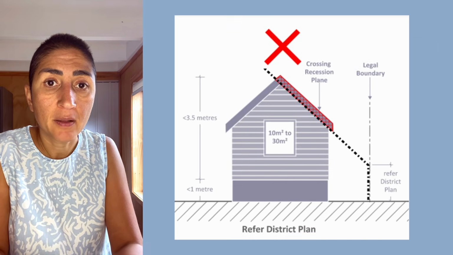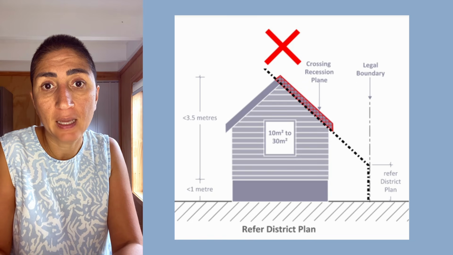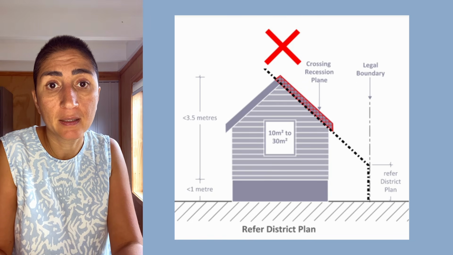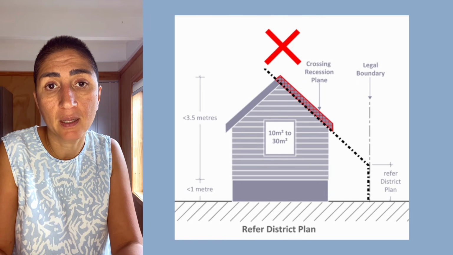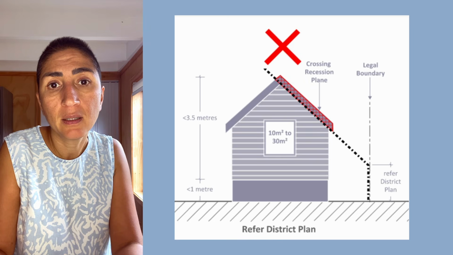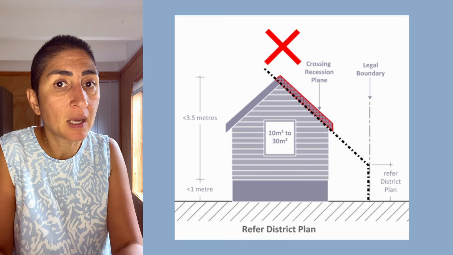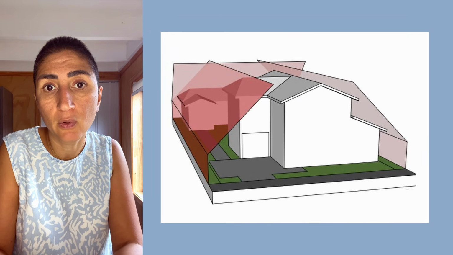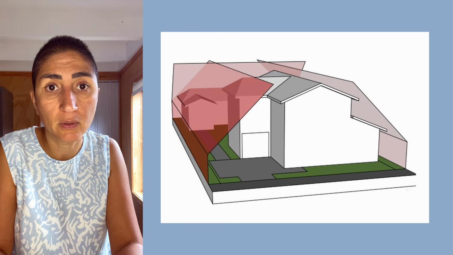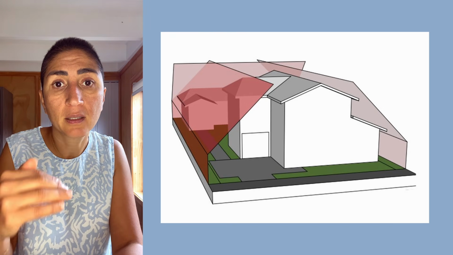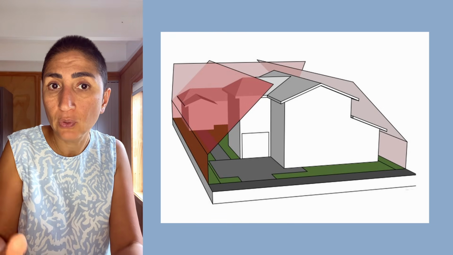Another advantage that comes with having more setback than the minimum site requirement is you can actually build something a little bit taller, because the closer you get to your boundary, the less height in relation to boundary you have to play with.